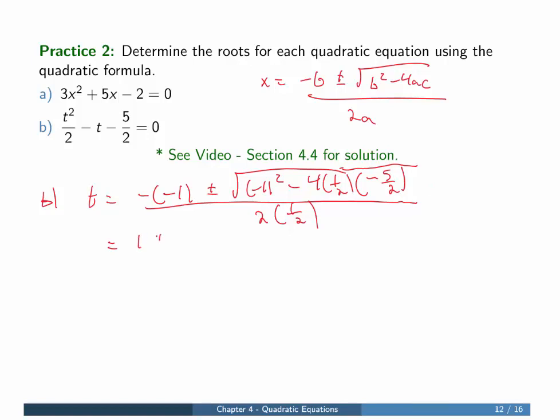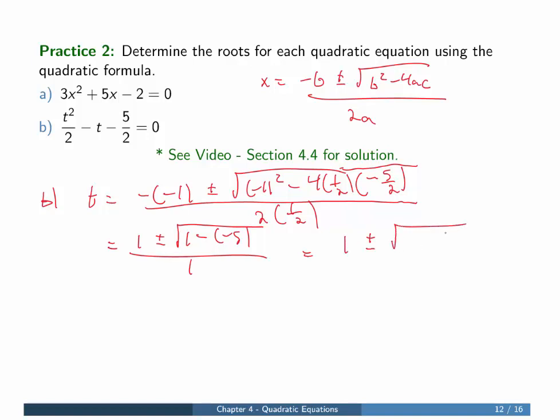So we actually have 1 plus or minus the square root of 1 minus, this is going to come out to be a positive number. We get 4 times 1/2 is 2. Okay, so 2 times negative 5 over 2 is just going to be negative 5. So it's going to be minus negative 5 all over 1. Very simplifying. They're simplifying very well. They don't always do this.